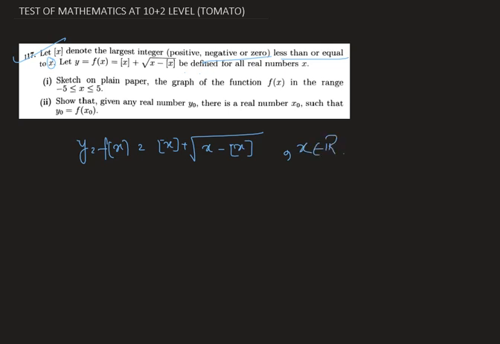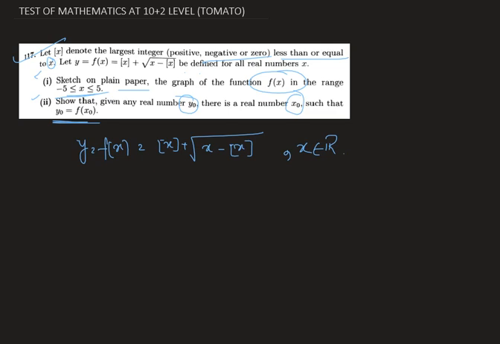Okay, now we have to sketch on a plain paper the graph of the function f(x) in the range -5 to 5. This is the first portion, and the second portion says that we have to show that given any real number y naught, there is a real number x naught such that y naught is equal to f of x naught.